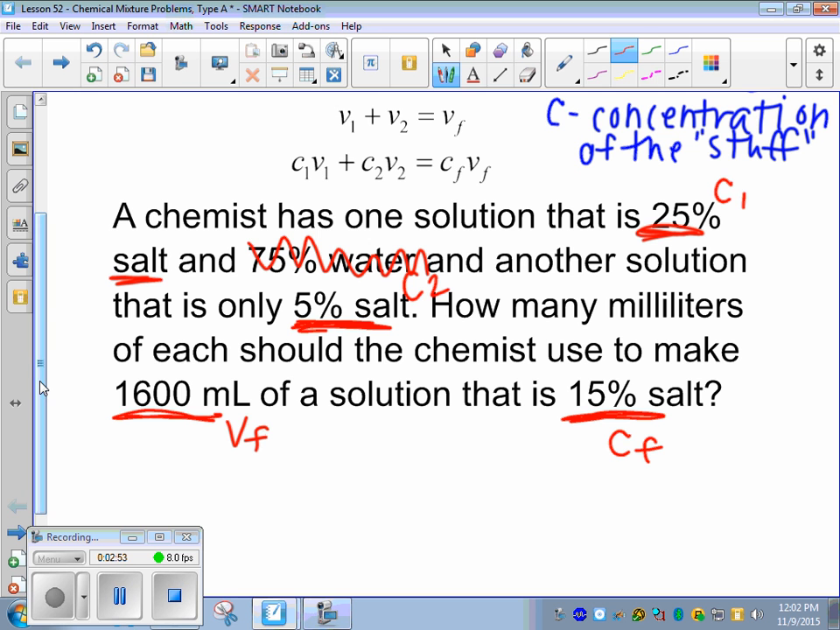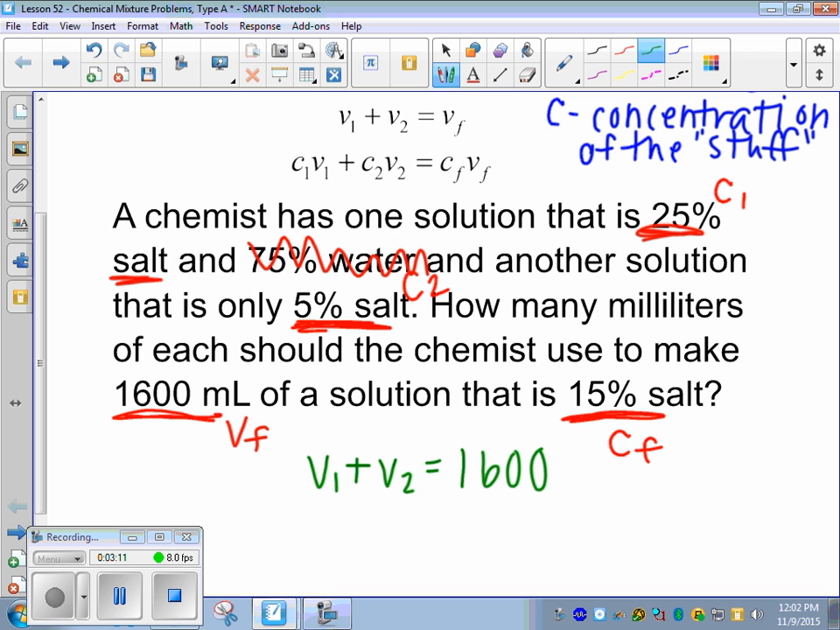So our first one is just our volume equation. The V1 and the V2 are what we're solving for, so we're just going to leave them as V1 and V2 when we write our equation. So V1 plus V2 equals VF, which we labeled in the word problem, 1,600.